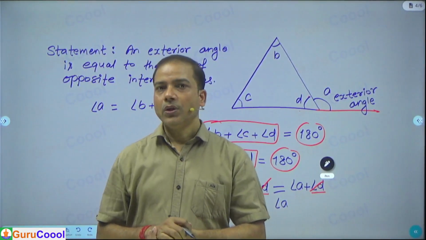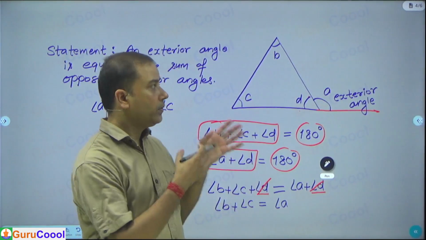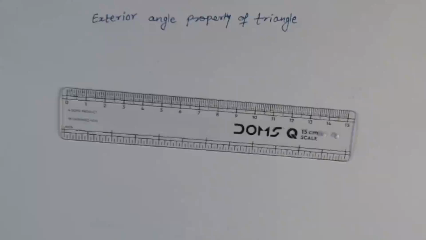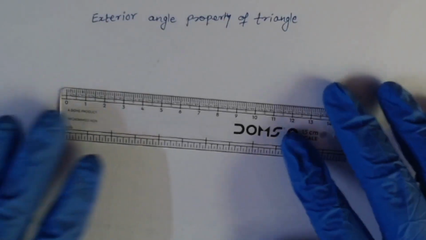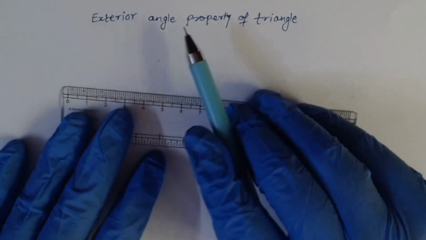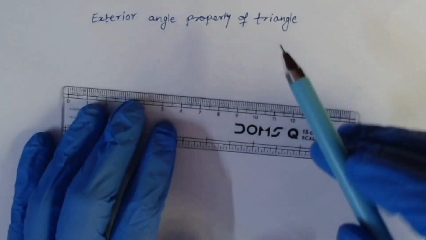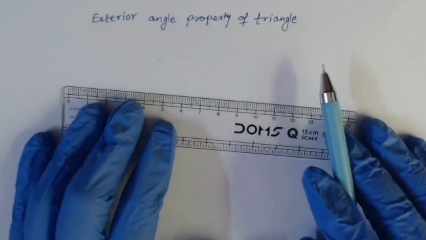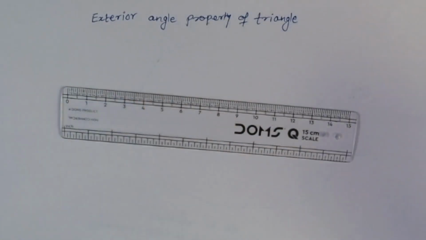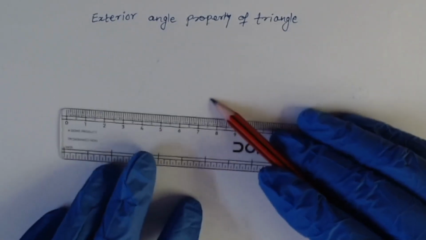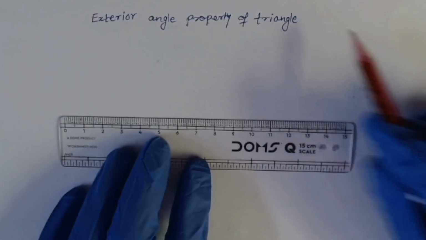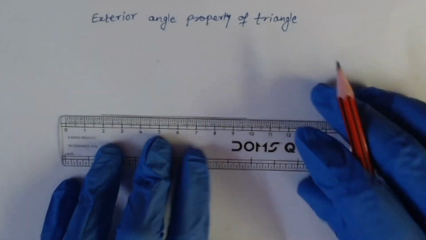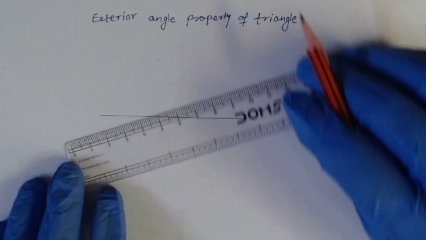Now I'll show you an activity in which you will see this in practice. Watch this activity and let's meet after the activity. So we are going to see here the activity on the exterior angle property of a triangle. Here is a line. I'm going to draw a triangle.